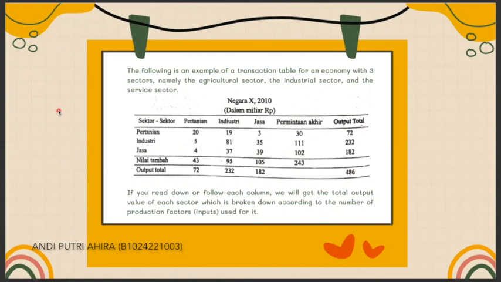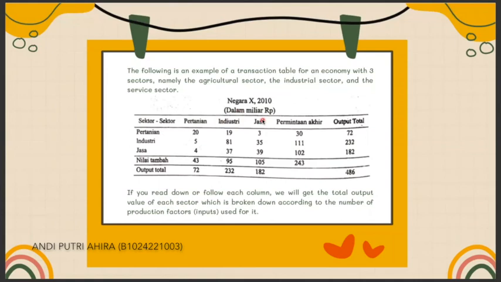This is the example of a transaction table. The following is the example of a transaction table for an economy with three sectors, namely the agricultural sector, the industrial sector, and the service sector. So there are three sectors, which are agricultural, industrial, and service sectors.